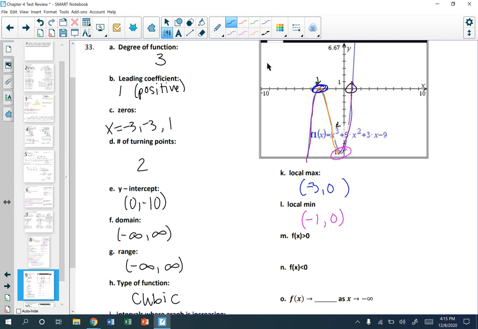Where is f of x greater than 0? So that's right here, right? Which would be from 1 to infinity. Again, we're using x values for that. Super important, x values for that.